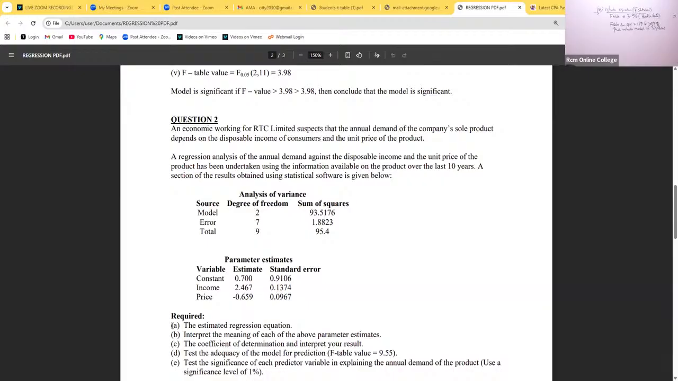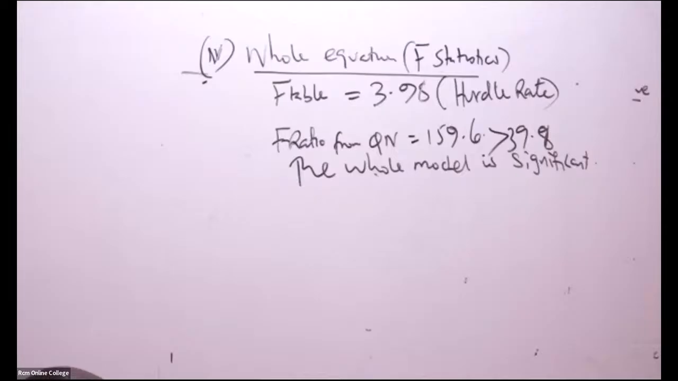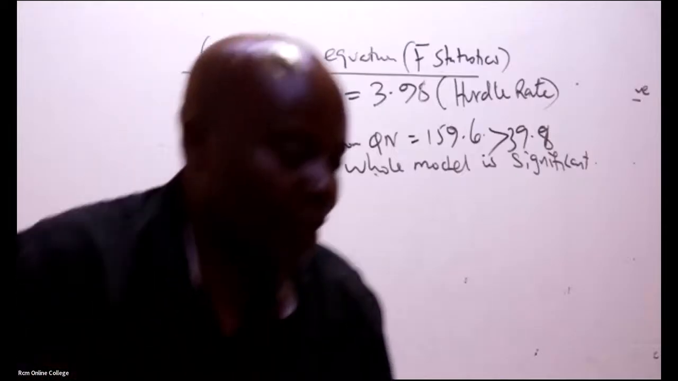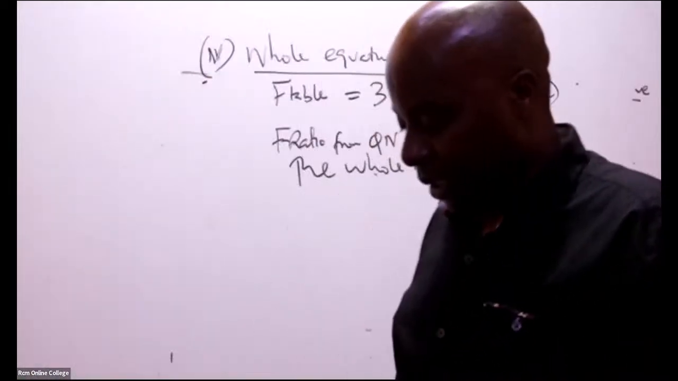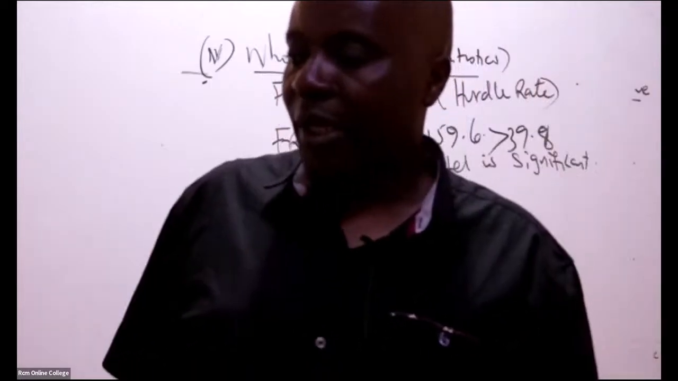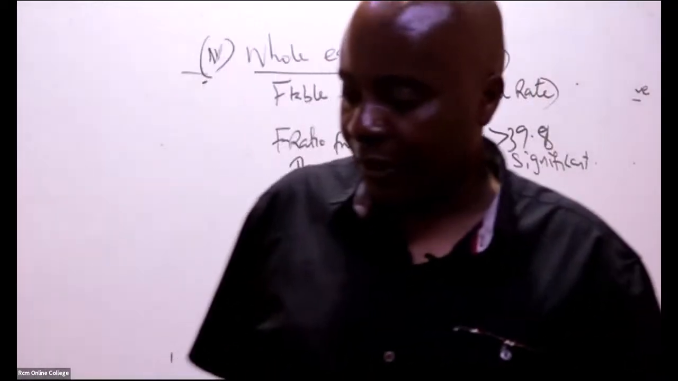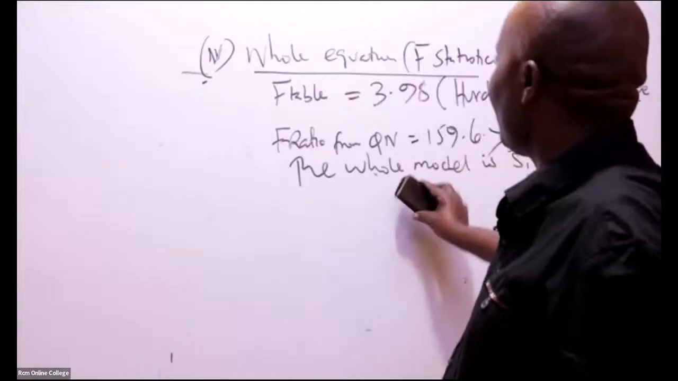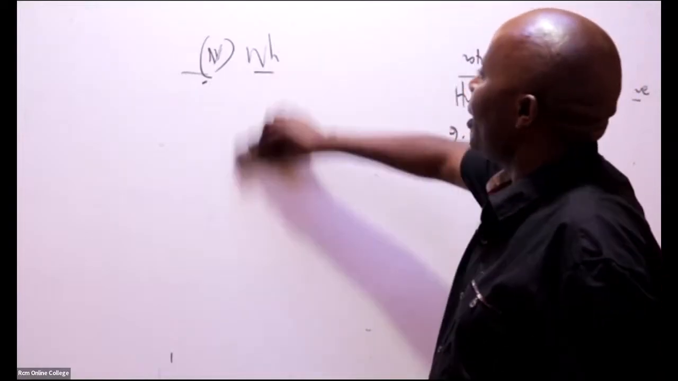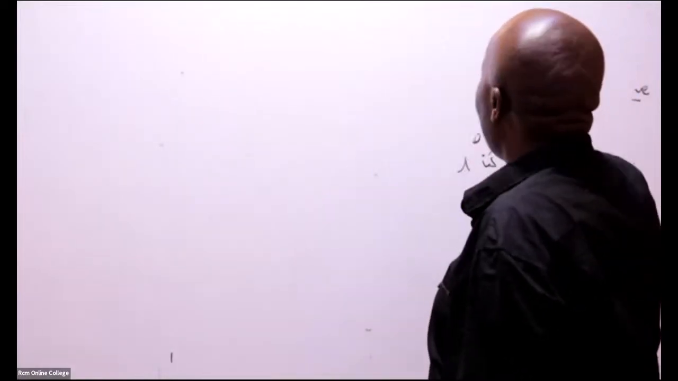Great. So you see, the estimated regression equation will come from these parameter estimates. You can see the constant is 0.7. You can see the income, then you have the price, so three of them. This is really easy, easy peasy. The regression parameters have been given.